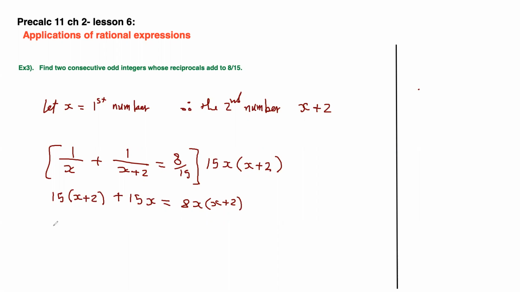Now just start simplifying. 15x plus 30 plus 15x equals 8x squared plus 16x. Move everything to one side, equate it to 0. So 0 equals 8x squared. That's 15 plus 15, that's 30. Moves to the other side, becomes minus 30x. 16 minus 30x is minus 14x.